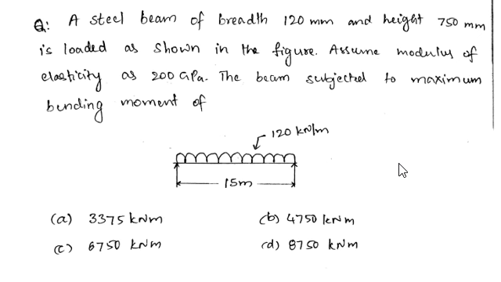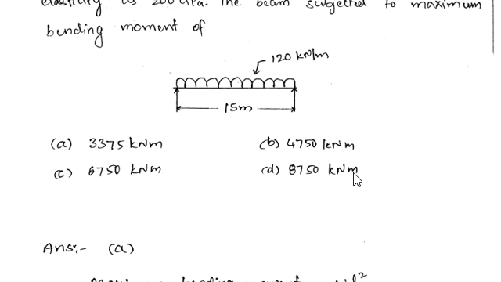So here is a beam given. It is a simply supported beam. It is subjected to a UDL of 120 kilonewton per meter throughout its length, and the length is 15 meters. So in this case, we are supposed to find out the maximum bending moment. Some options are given here, and the correct option here is option A.